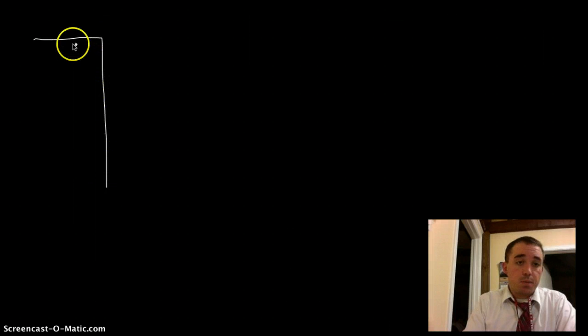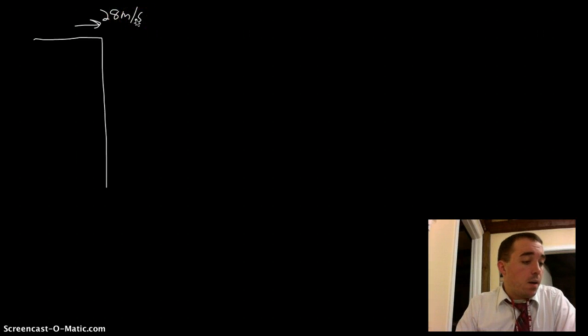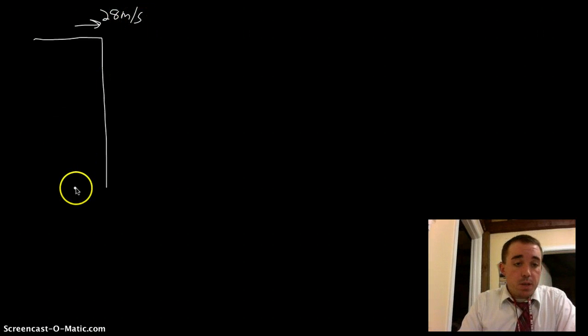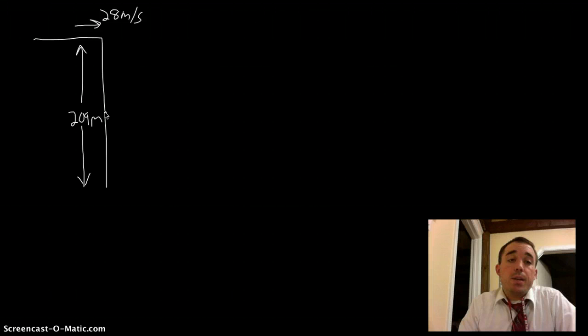It's a two-part problem. We have an orange that's being thrown off of the Empire State Building. This orange is rolling horizontally at 28 meters per second. And we know that the building in the problem is 209 meters tall. So this height is 209 meters. All right, so that's basically all we know.